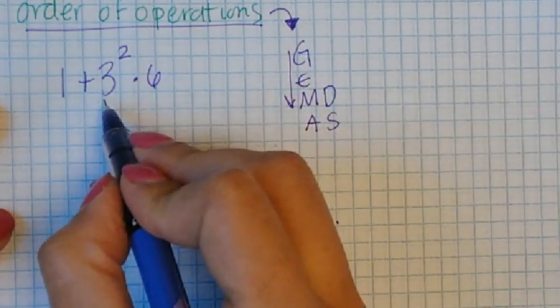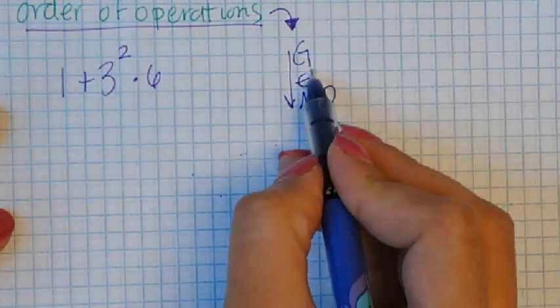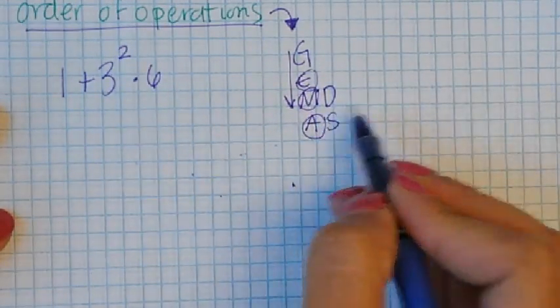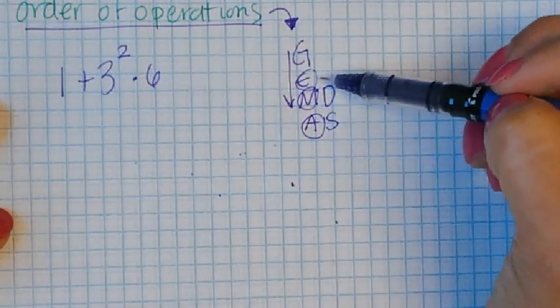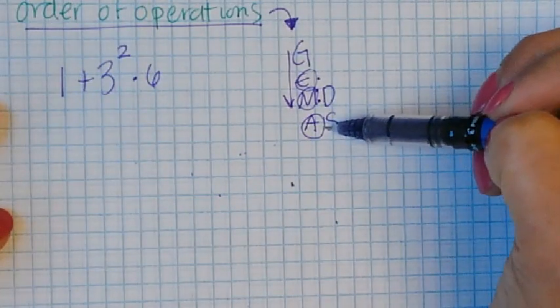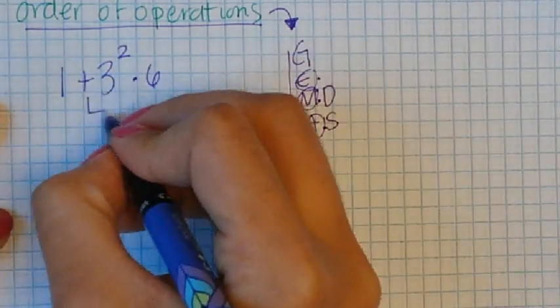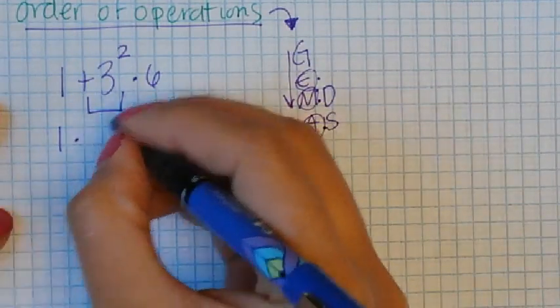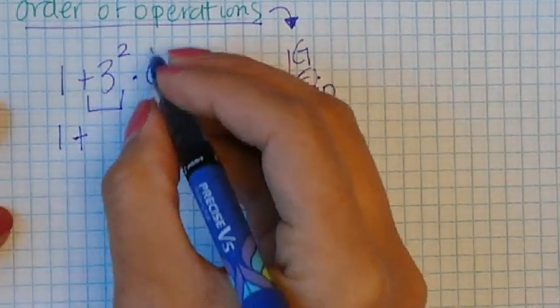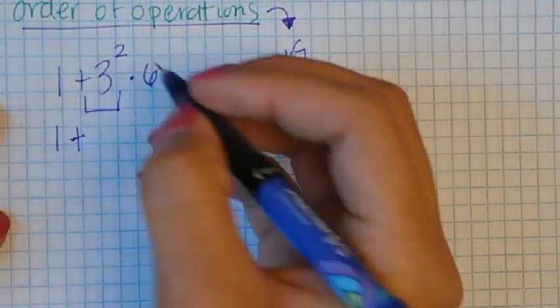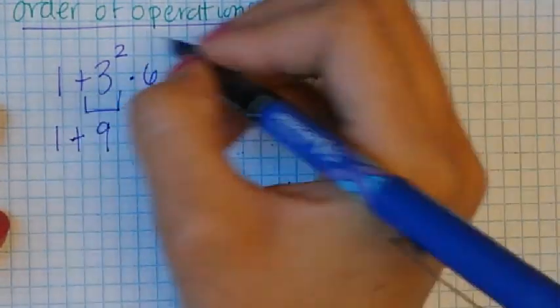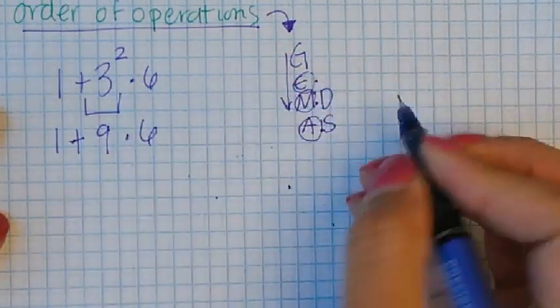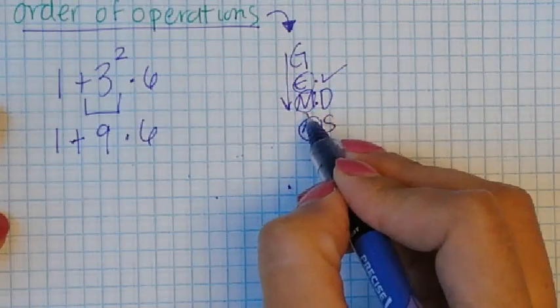From here, I notice that I have an exponent, and then I have a multiplication, and then I have an addition. So I'm going to do the exponent first, then I'm going to multiply, and then I'm going to add. I'll do the exponent first, and I'm going to show every step. Oops, it's a plus. 3 squared means 3 times 3, so that's 9. And then times 6, then I'm going to do the multiplication.